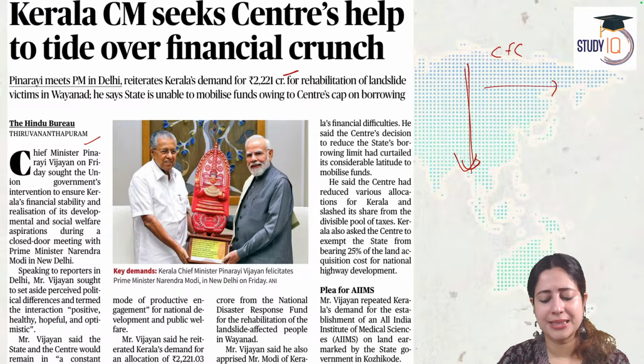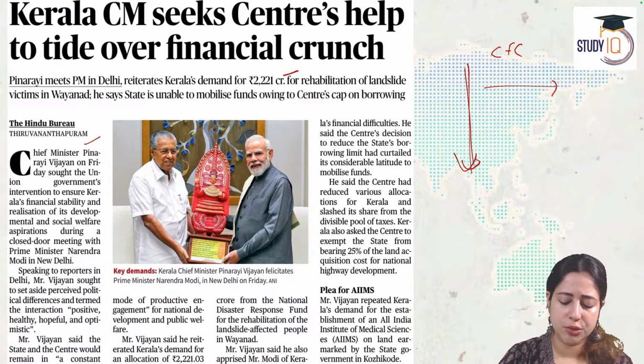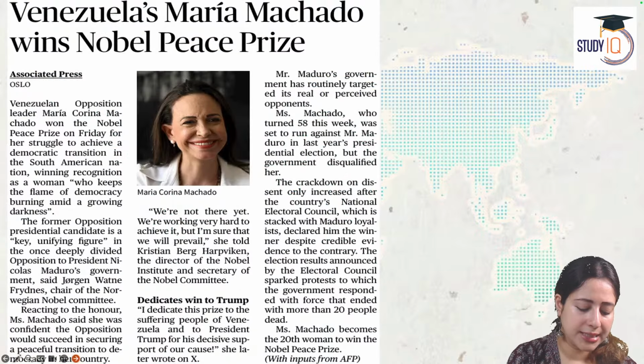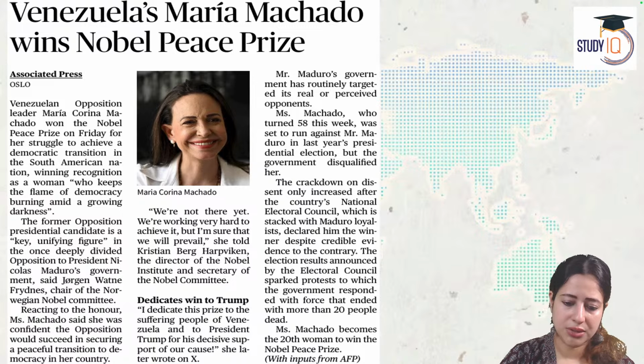Still, Kerala feels that it needs a better share in the divisible pool of the Central Finance Commission. And today, this demand is also there. Similarly, one more demand is coming, to establish another All India Institute of Medical Sciences. Where? In Kozhikode. So these are certain demands that Kerala has made. Absolutely. It's about devolution. Correct. Devolving or decentralizing money.